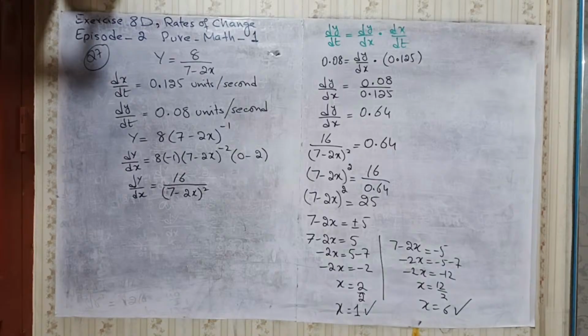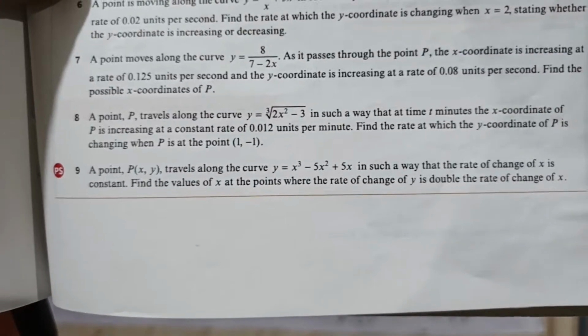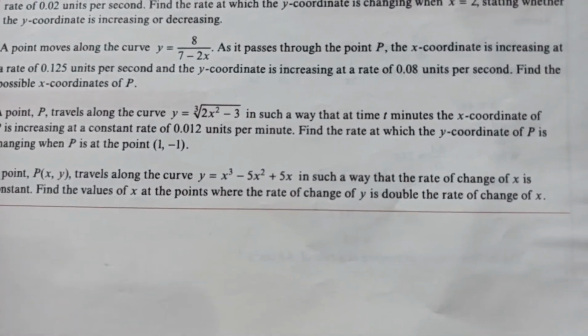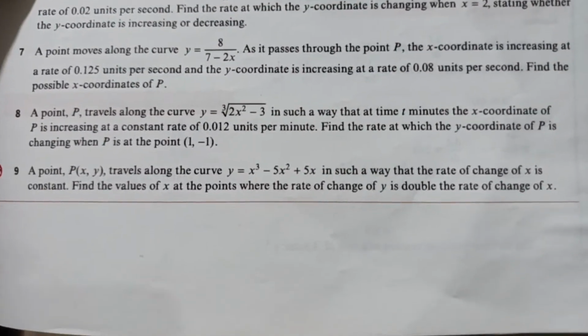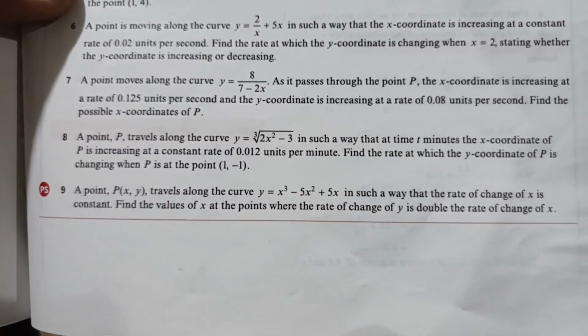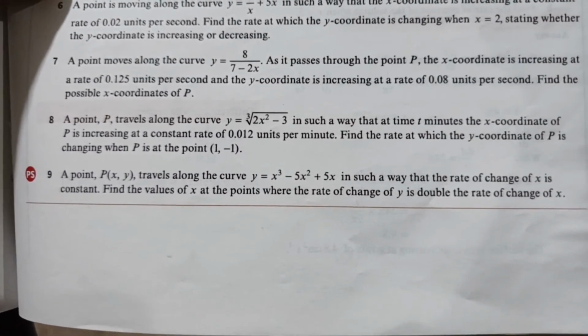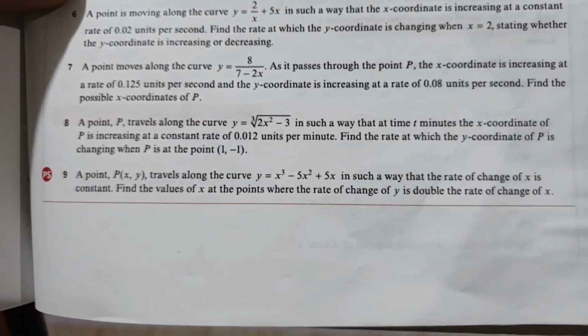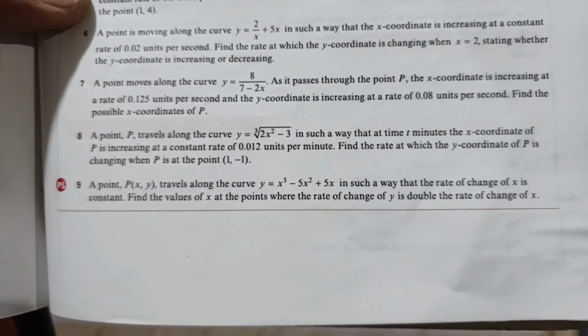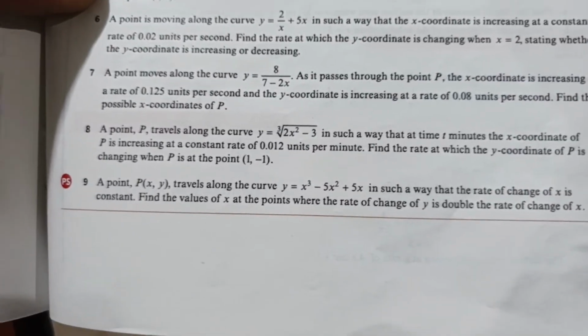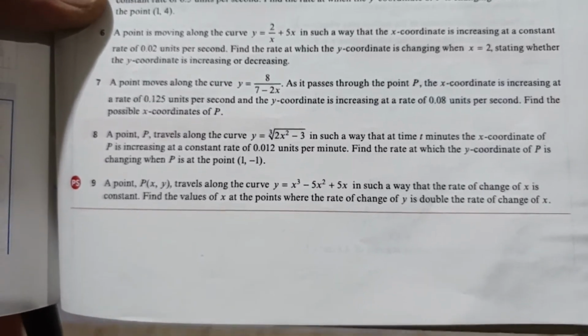Here we have question number 8 coming up on your screen. He says a point P travels along the curve y is equals to this in such a way that at time t minutes, the x coordinate of the P is increasing at a rate of 0.012 units per minute. Find the rate at which the y coordinate of the P is changing when the P is at the point 1, comma, minus 1. This is a simple, straightforward question.